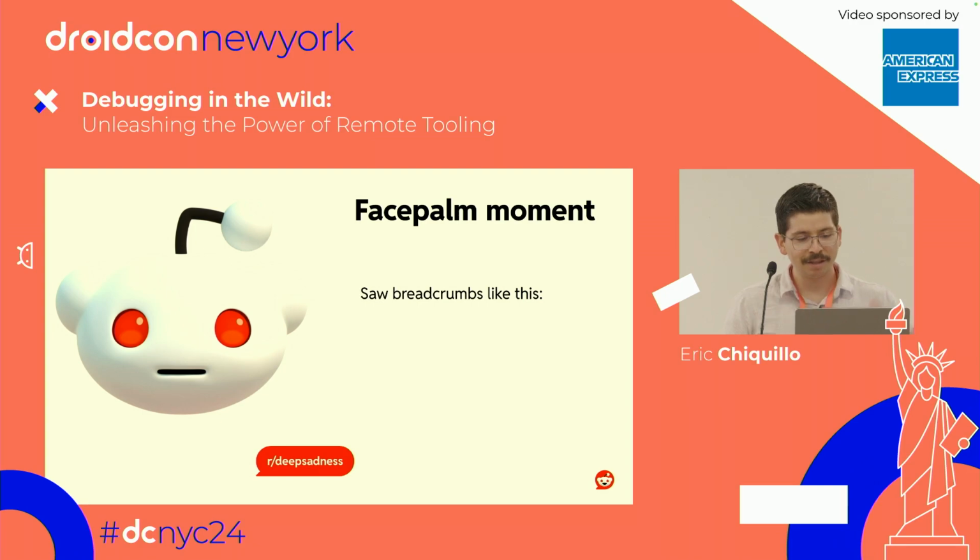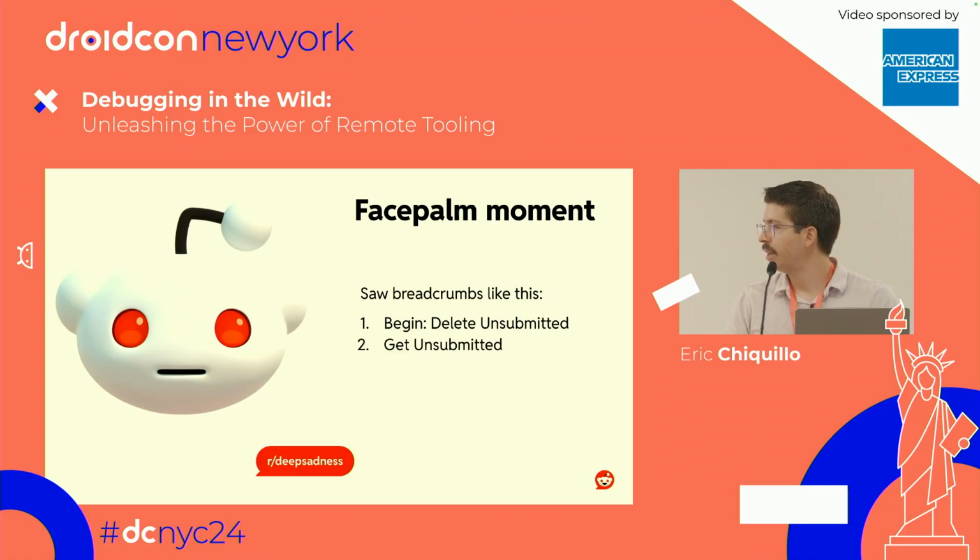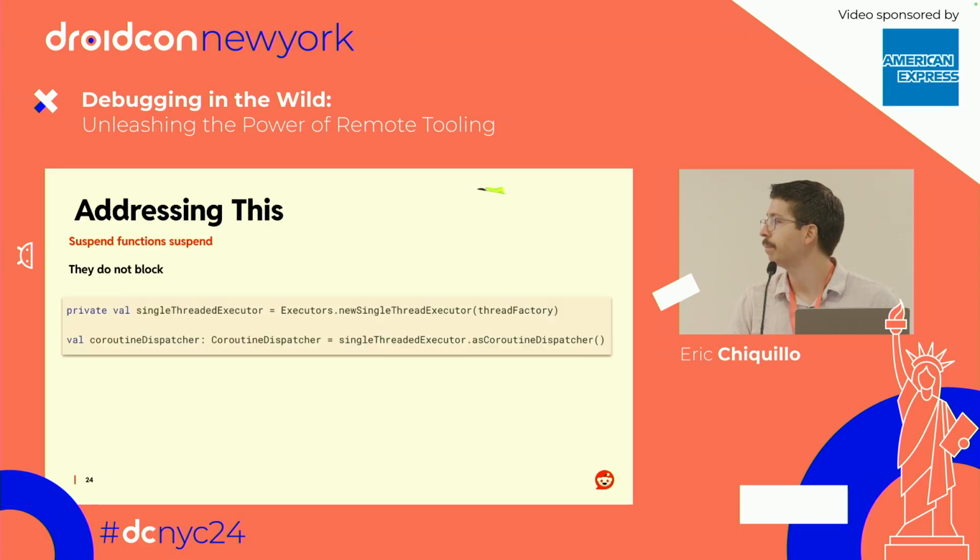But then, I added these breadcrumbs, and I had a facepalm moment where I saw something that said begin delete, which starts a transaction, and then I saw that it was making another database call to get the unsubmitted, and then it would end the transaction. So I thought maybe Room does not like that while I'm in a transaction, I'm making more database calls to it, and maybe that's why it's locking.